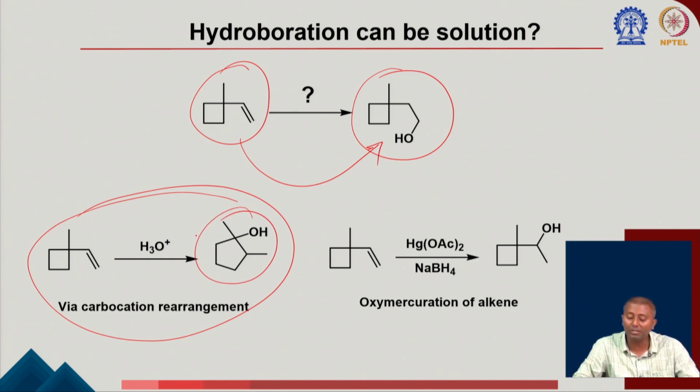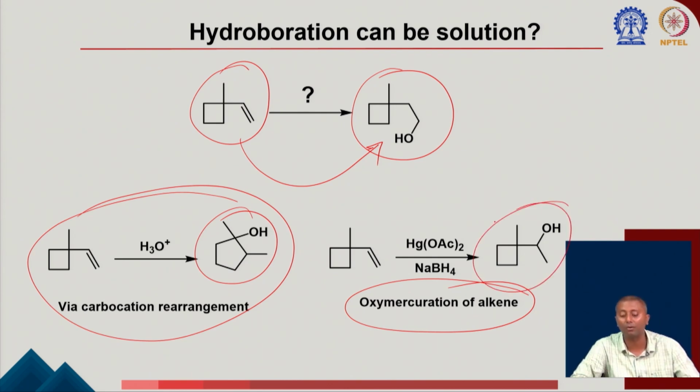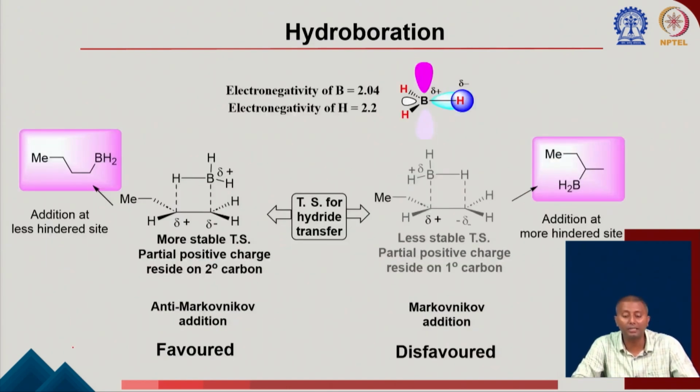And now if you go for oxymercuration of alkene, which I think you have learned before in sophomore organic chemistry, then you end up forming this secondary alcohol. But if you want a primary alcohol here, we definitely have to follow the hydroboration-oxidation. So now I am going to talk about that reaction, which is the hydroboration.